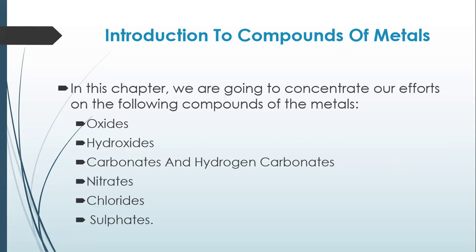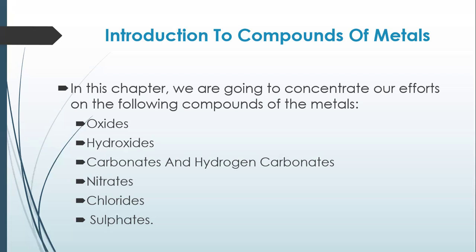Now in this chapter, the compounds of metals, we are going to concentrate all our efforts on the following compounds of the metals. Specifically, the first one is oxides. Second one is hydroxides. Third one is carbonates and hydrogen carbonates. Fourth one is nitrates. Fifth one is chlorides, and last one is the sulphates. So these are the main compounds which we'll be dealing with within this chapter. We'll see their preparation and their properties, specifically chemical properties, of all these compounds of the metals.